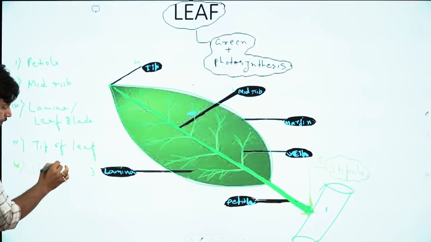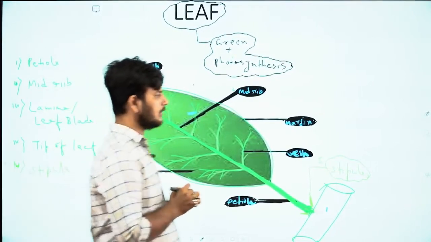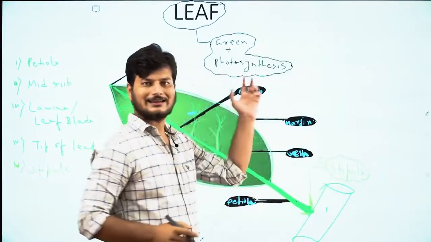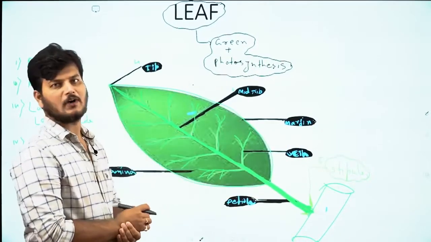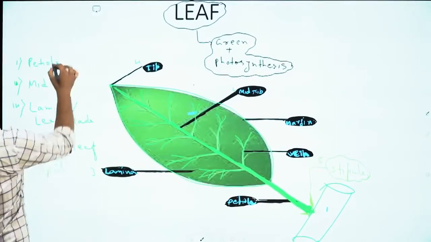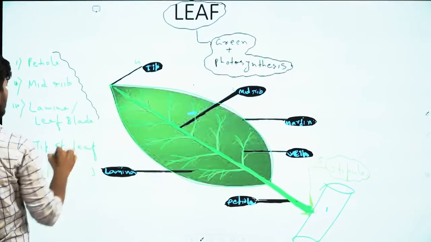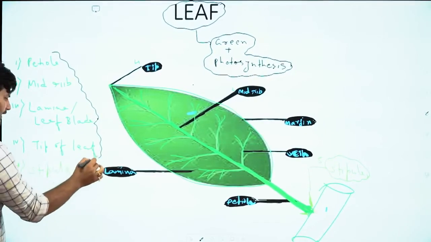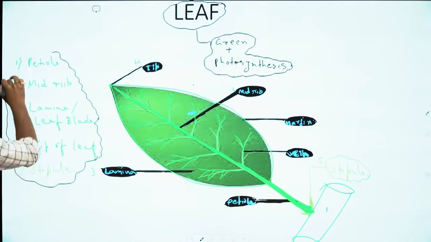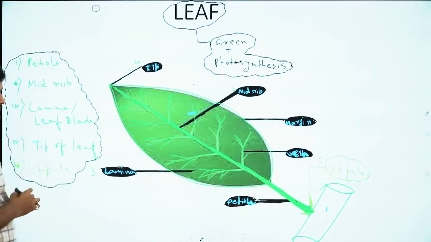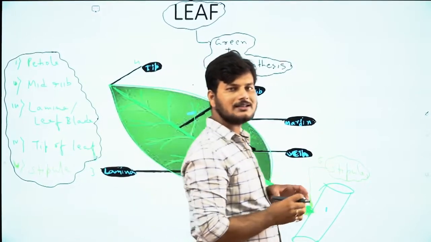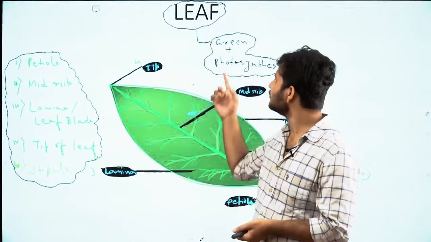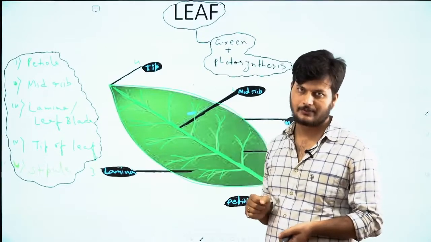Okay, stipule. It means that the leaf is a photosynthetic green structure which has a number of parts. The first part is the petiole, the second is the midrib, the third is the lamina or leaf blade which is broad in area, the fourth is the tip of the leaf, and the fifth is the stipule. All are components of the leaf, and all these structures more or less support the function of photosynthesis. Okay, how?